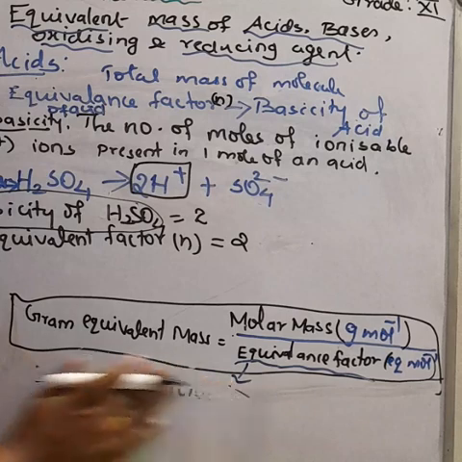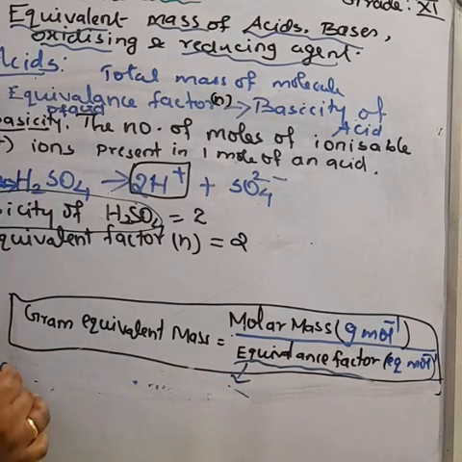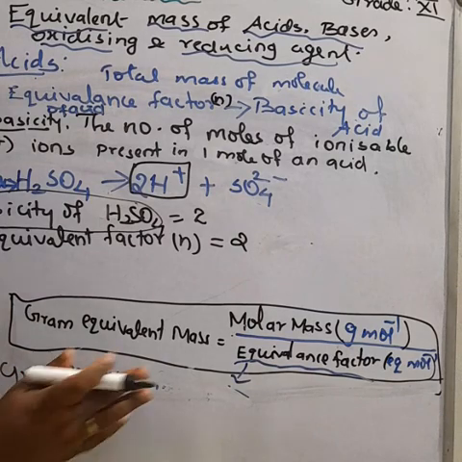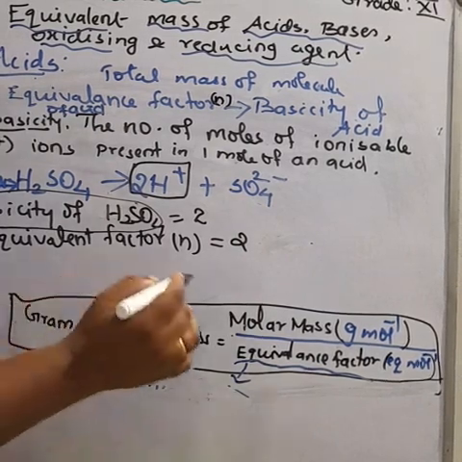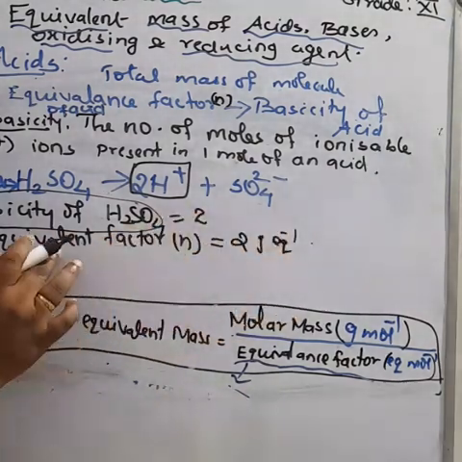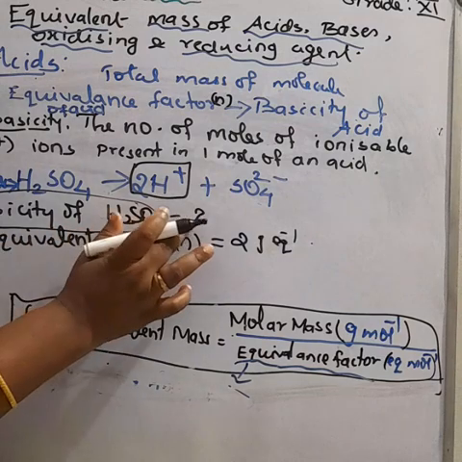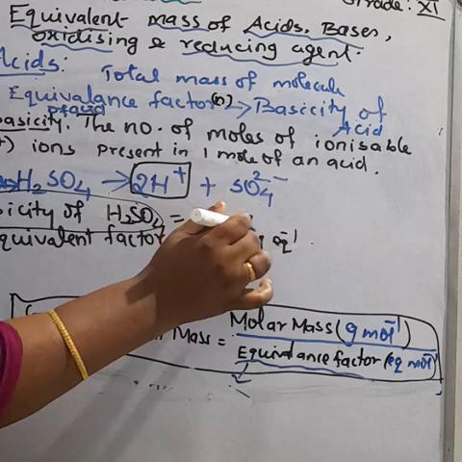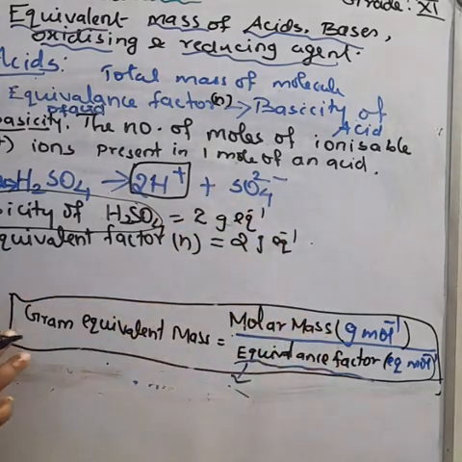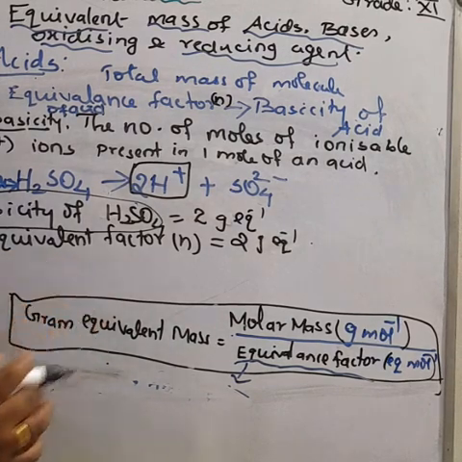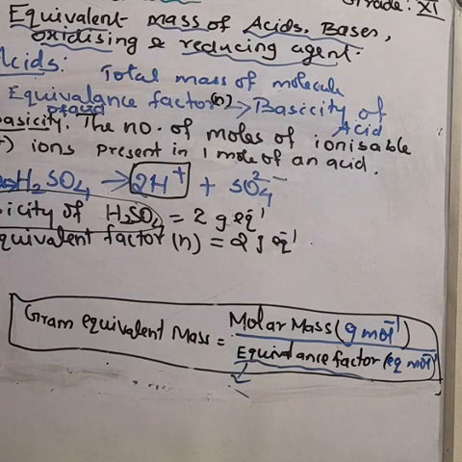Understood? Okay, so here how much basicity is there? 2. The number of ionizable H plus ions is 2. So the basicity of H2SO4 here is 2 equivalent per mole. Understood? This is the basicity, otherwise called the equivalent factor. Okay, so what is the formula we are using to calculate the equivalent mass?